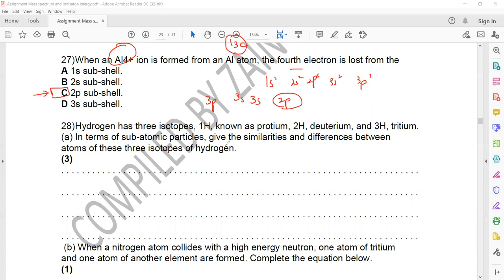Hydrogen has 3 isotopes in terms of subatomic particles. How are they similar? They will have the same protons. And how are they different? They will have different neutrons in the nucleus.